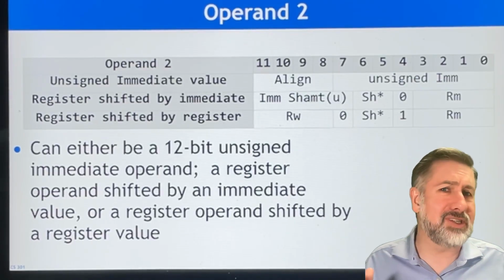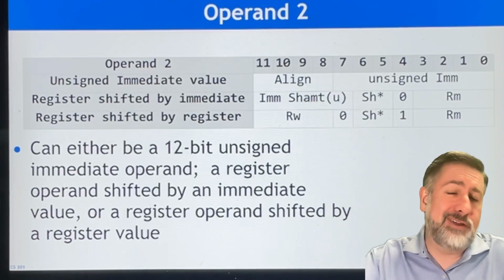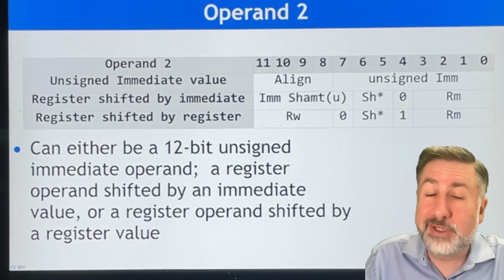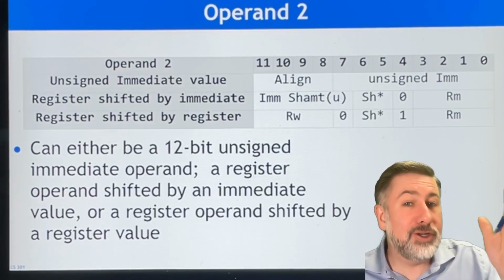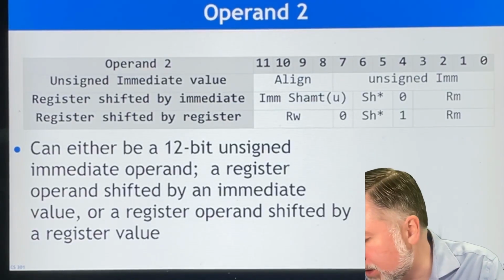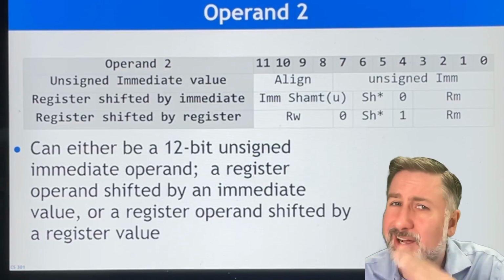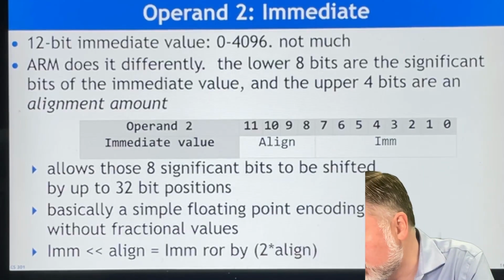But 0 to 4,000 doesn't seem like enough. I mean, sure, you'll get most of the small numbers, but if you had to do something that was 10,000, how would you represent the number 10,000? Can't do it in 12 bits. So how will we do that? We'll see. And then you're going to specify the different shifts. So we're going to either do a 12-bit unsigned immediate operand, which is encoded, again, in a really clever way. ARM v7, very clever. Or a shifted operand. So we'll look at both of those.